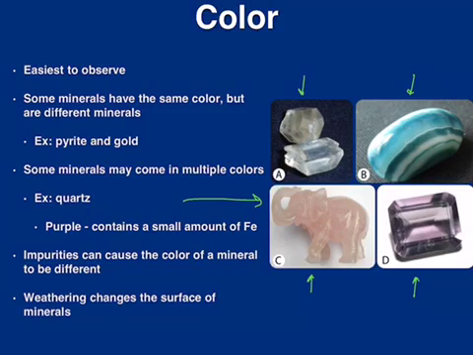Impurities in these minerals can cause the mineral color to be different. Impurities would be like having this trace amount of iron in it. Weathering can also change the surface of the minerals. Being exposed to water or other natural things, whether sunlight or animals, can change the color of the surface of the minerals. So even though color is the easiest to observe, it's also the least reliable.